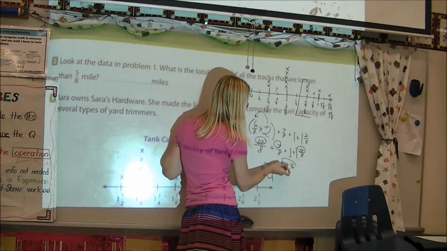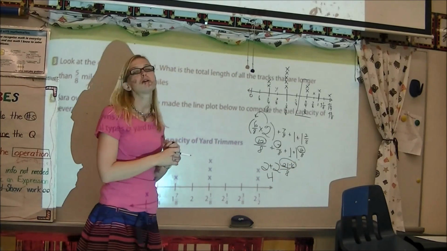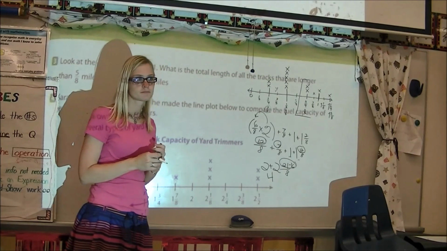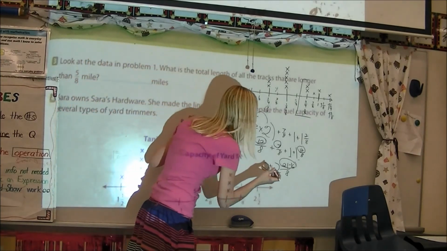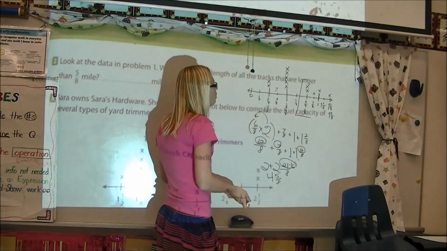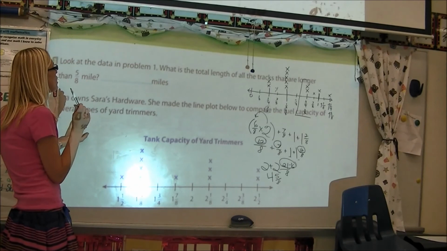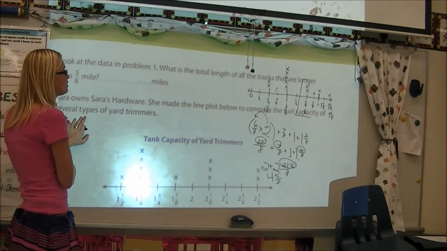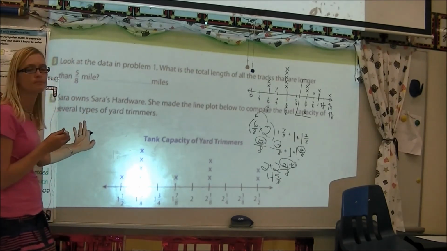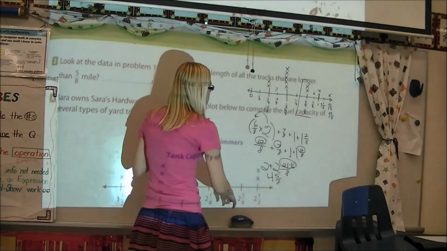And look at my numerators. 21 minus the 16/8 that I had regrouped. 21 minus 16 is what? Right, it's 5. And my denominator stays the same. So the total length for all tracks that are greater than the 5/8 miles is 4 5/8. Okay, let's look at the next question.